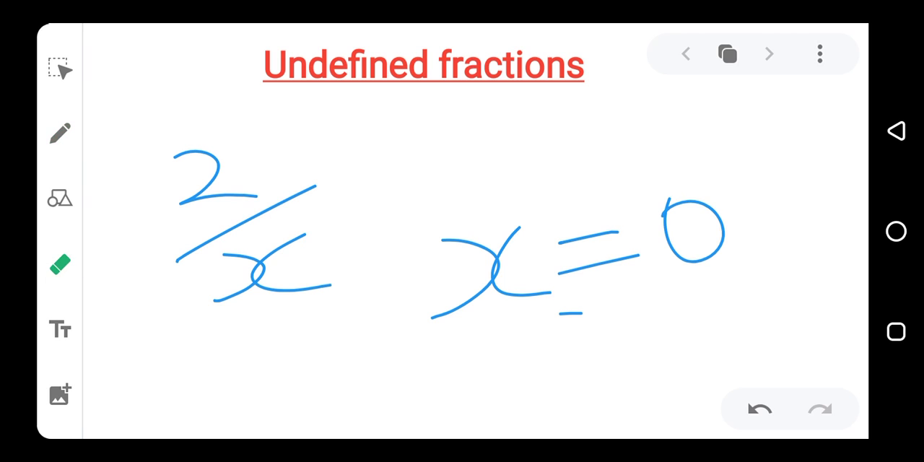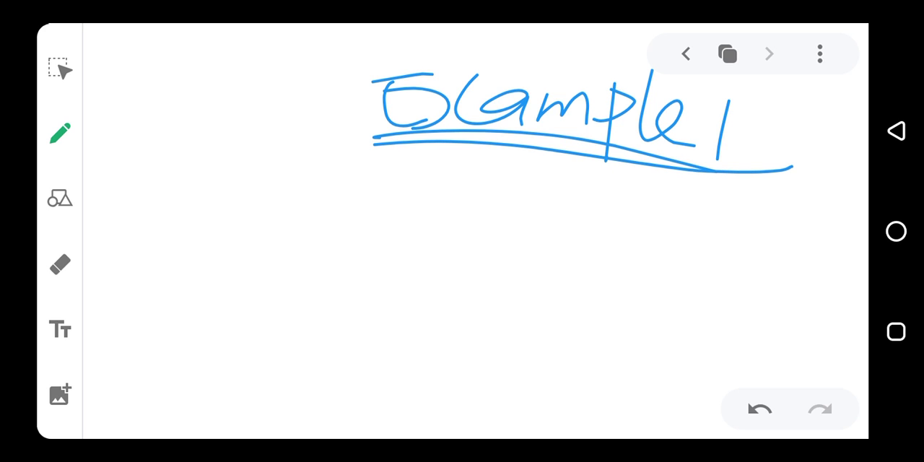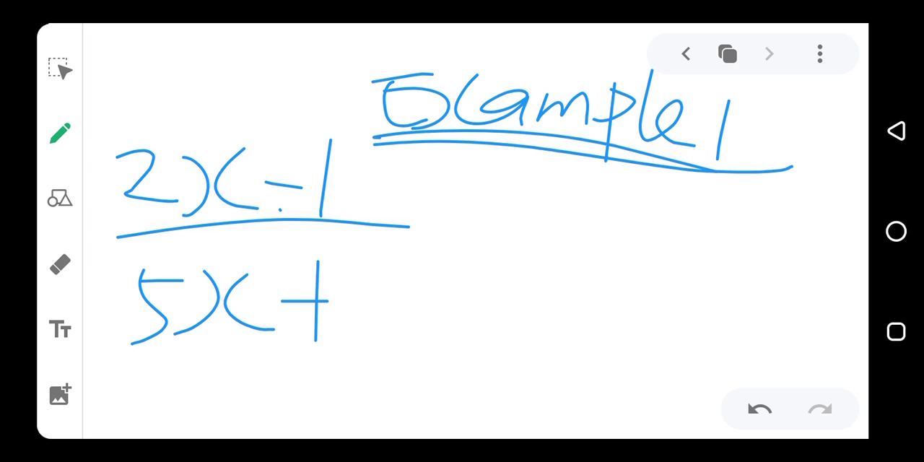Now, example 1. Let's look at 2x minus 1 over 5x plus 4.